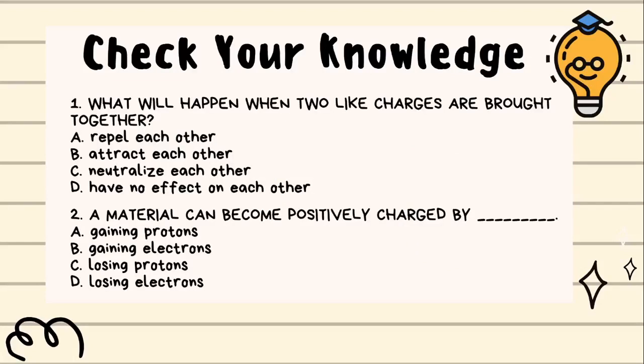Number 1. What will happen when two like charges are brought together? A. Repel each other. B. Attract each other. C. Neutralize each other. Or D. Have no effect on each other.